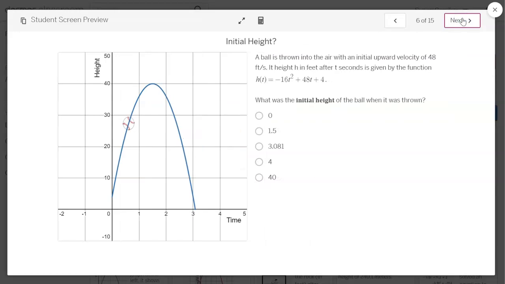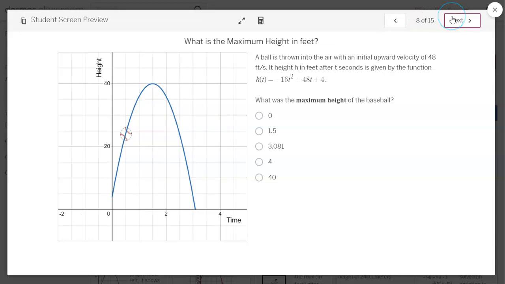Here's another example that's very similar to ones they've already done, with projectile motion. So what is the initial height? When did the baseball hit the ground? What is the maximum height in feet? These are all multiple choice. These all give them immediate feedback, so they will know if their answers are right.